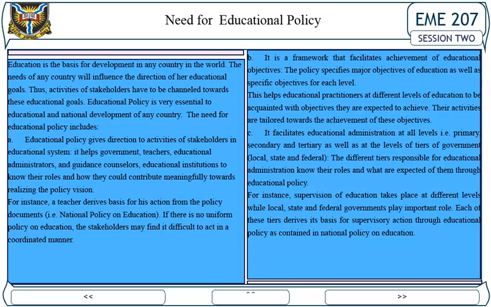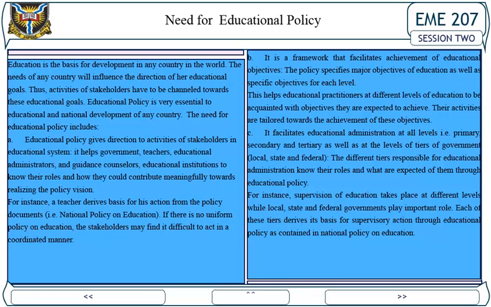C. It facilitates educational administration at all levels, that is, primary, secondary, and tertiary, as well as at the levels of tiers of government: local, state, and federal. The different tiers responsible for educational administration know their roles and what is expected of them through educational policy. For instance, supervision of education takes place at different levels, while local, state, and federal governments play important roles.